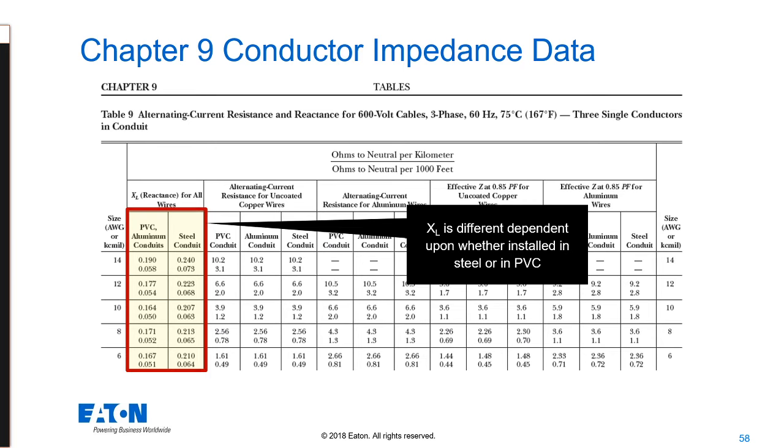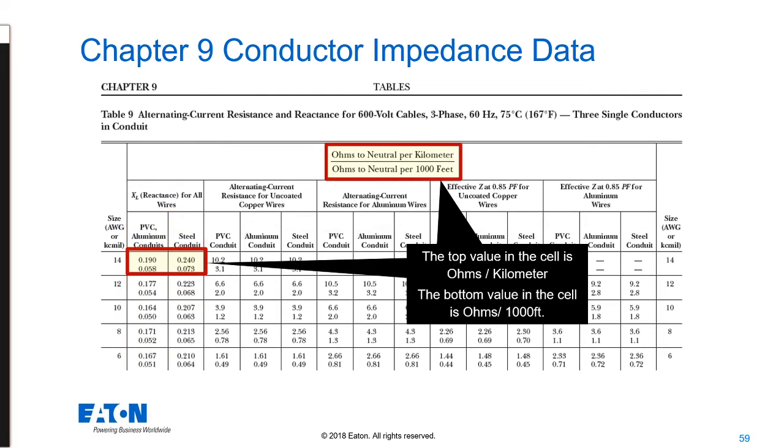Whether it's the top one or the bottom one matters, because the bottom one is your ohms per 1,000 feet and the top one is your ohms per kilometer. I've seen that mistake made multiple times. So use the bottom for ohms per 1,000 feet, and the top for ohms per kilometer.